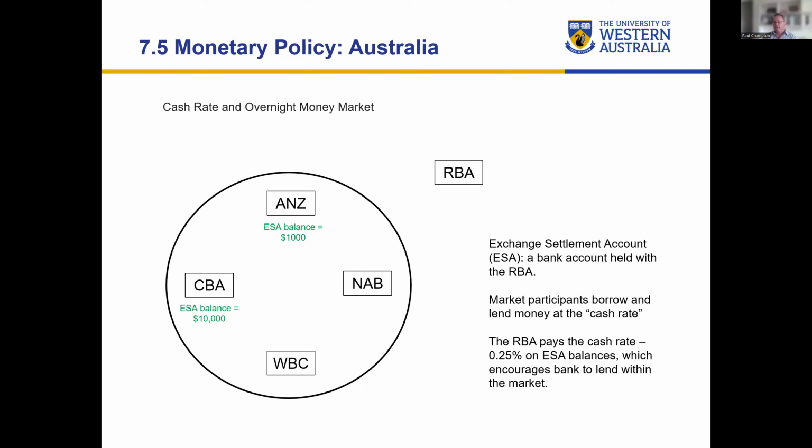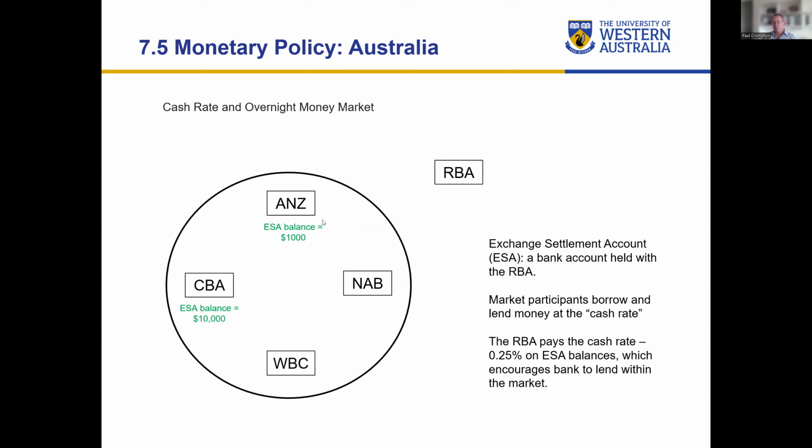But now it's time to go into a lot more detail about how monetary policy actually operates in Australia. You would have heard about an interest rate called the cash rate. The cash rate is the interest rate that applies to interbank lending in the overnight money market. I've got a diagram here indicating the overnight money market. This is the only market that the cash rate is applicable to.